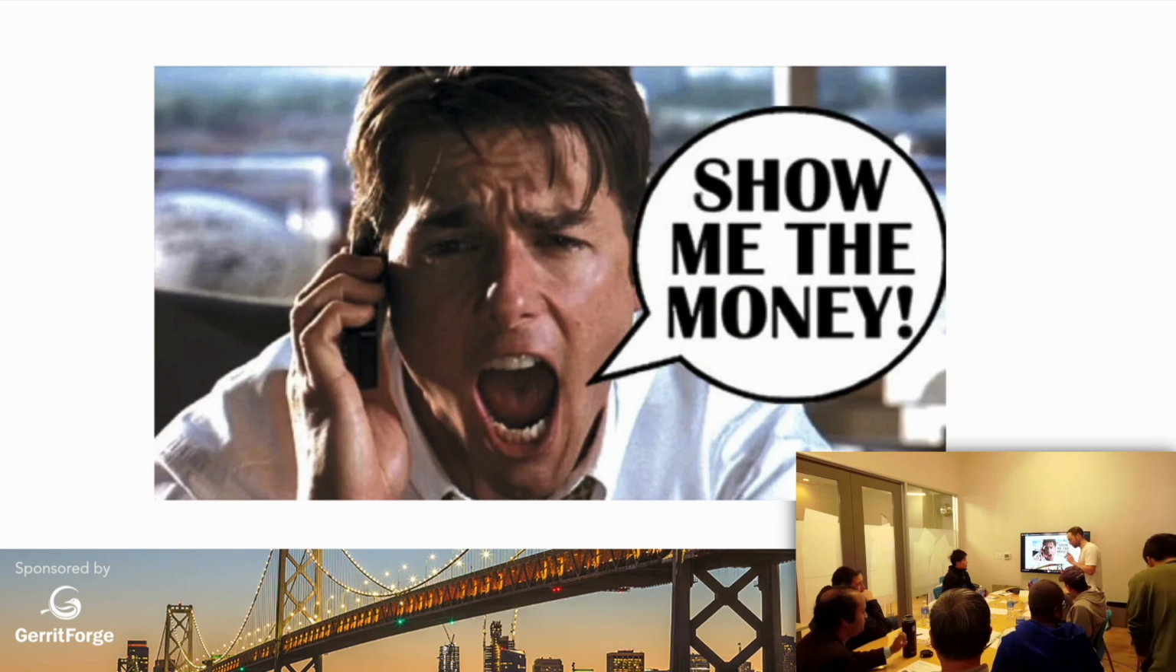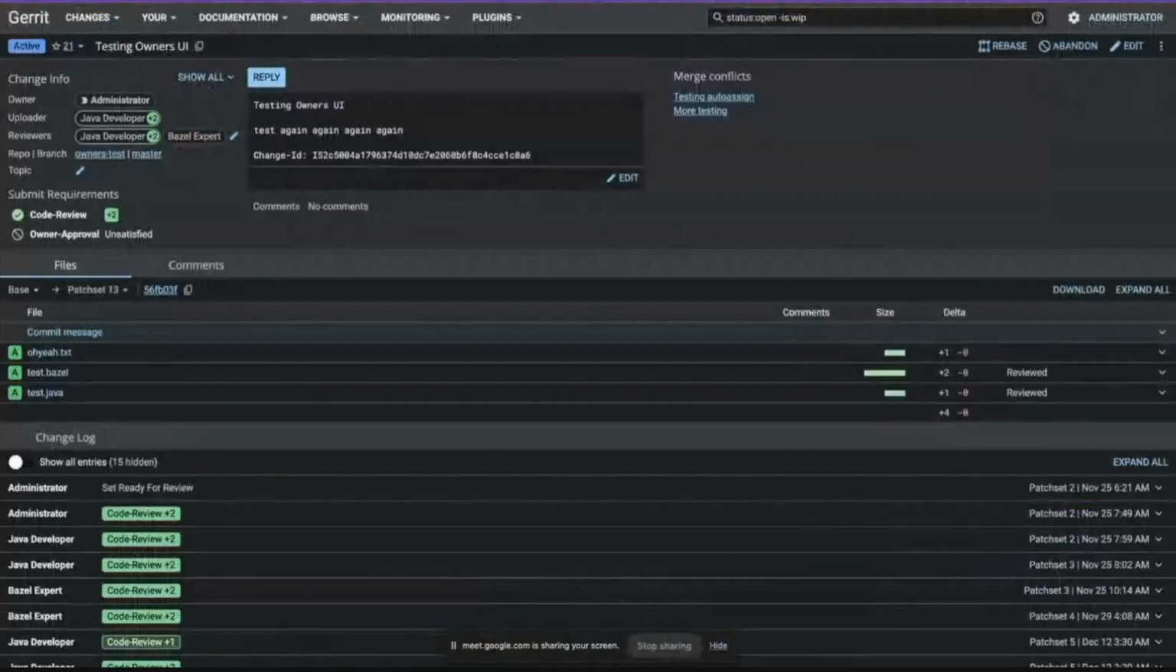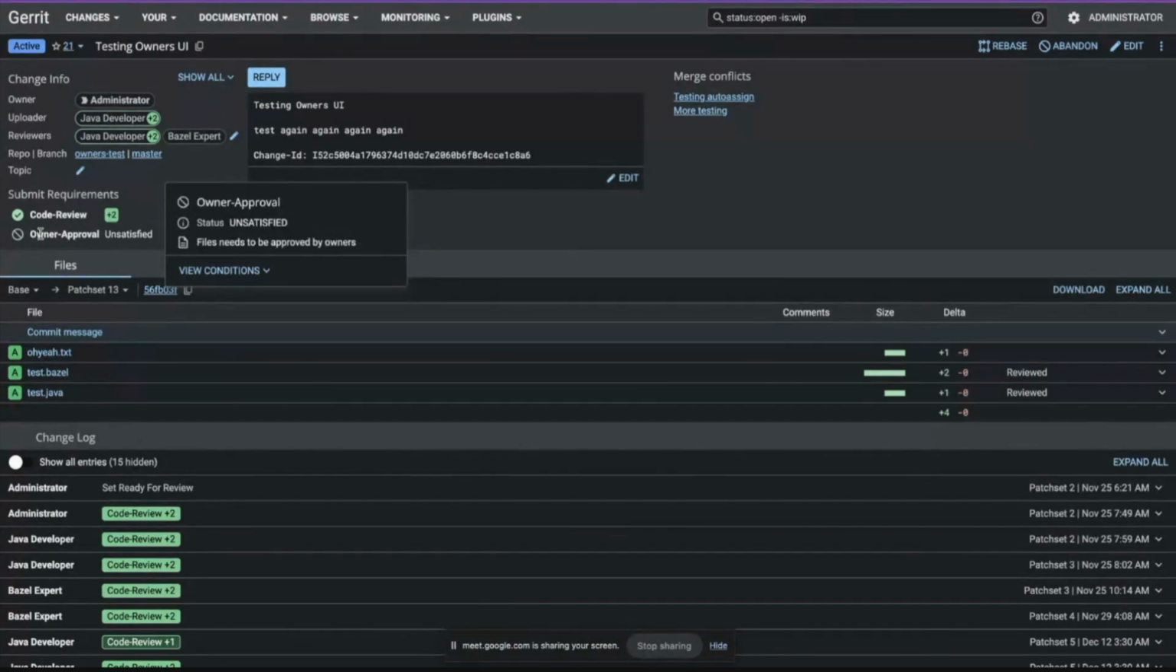So I've been blabbering on for a little bit now, so I'll show you what all of this looks like. I've currently installed the old version of the owners plugin, and you can see I've got my reviewers here, and there's the owner approval in the submit requirements section, but other than that, there's just not much going on here.